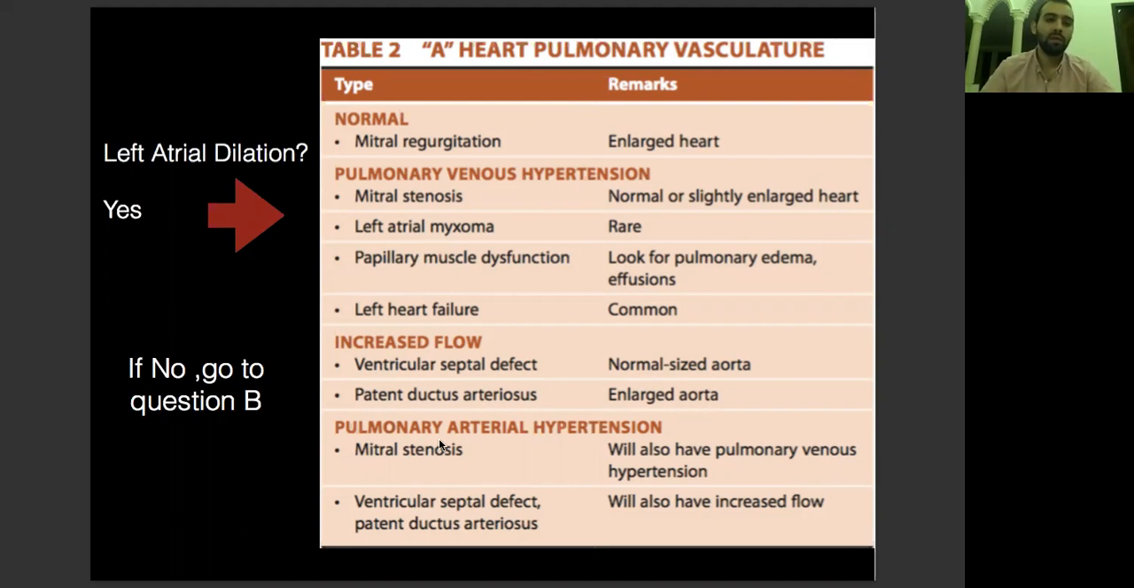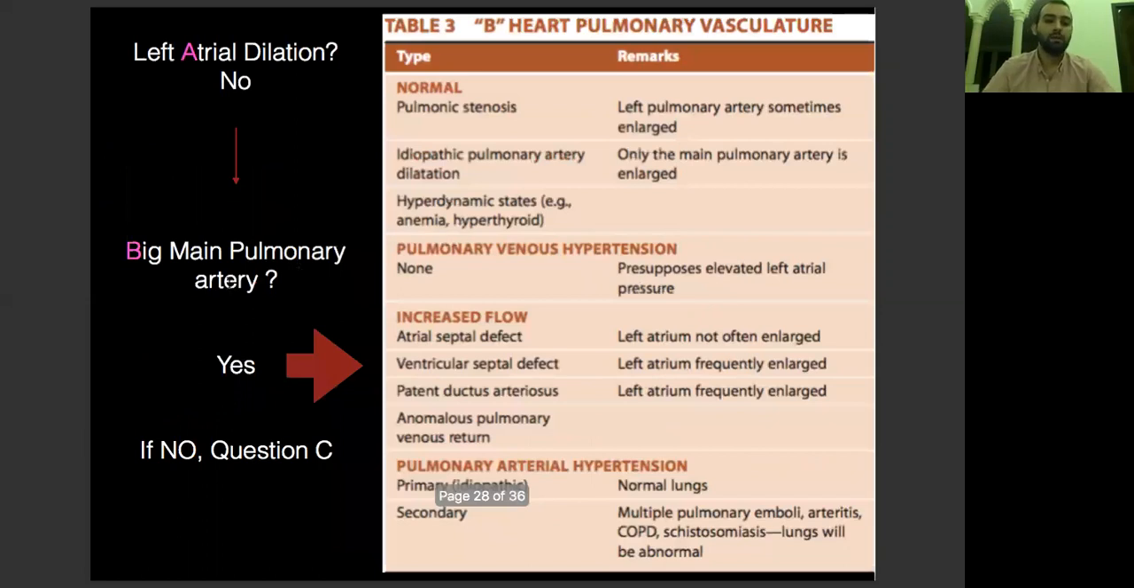Okay, so what if we don't have left atrial dilation? If no, we should ask the second question. After A, we have B. Left atrial dilation, no. Is the main pulmonary artery big or tortuous? If yes, we should also check then for the pulmonary vasculature, and depending on the pulmonary vasculature, we'll have our differential diagnosis.